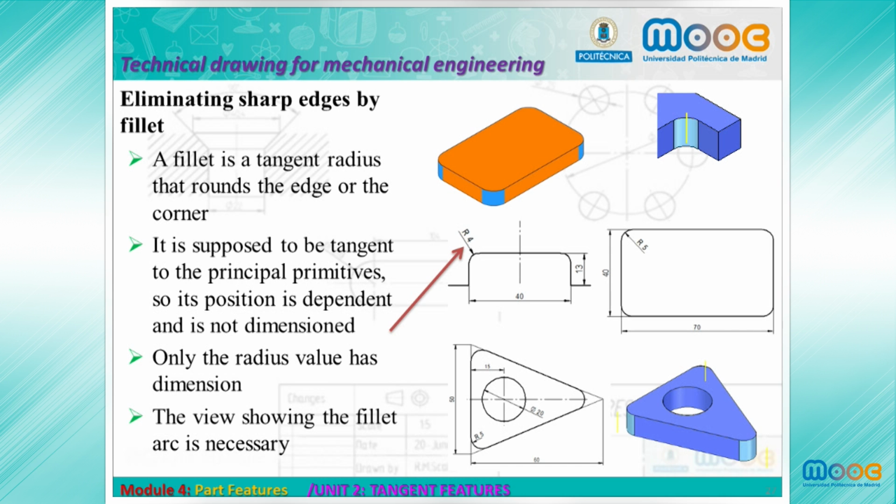As in all the cases of tangency, we need to show the view showing the fillet or showing the tangency. The very sharp corners must be dimensioned in the original geometry, not in the rounded geometry.